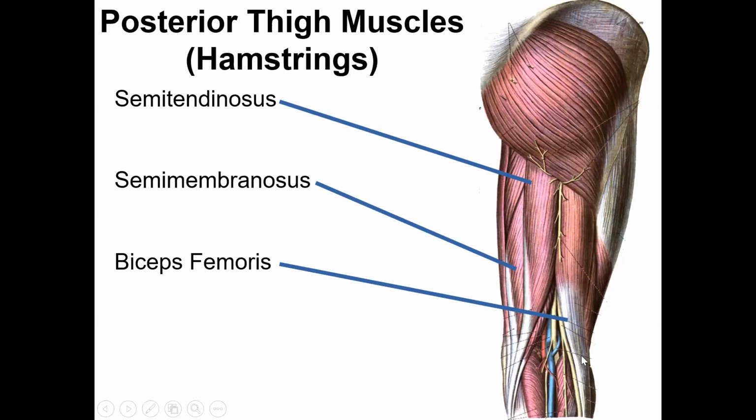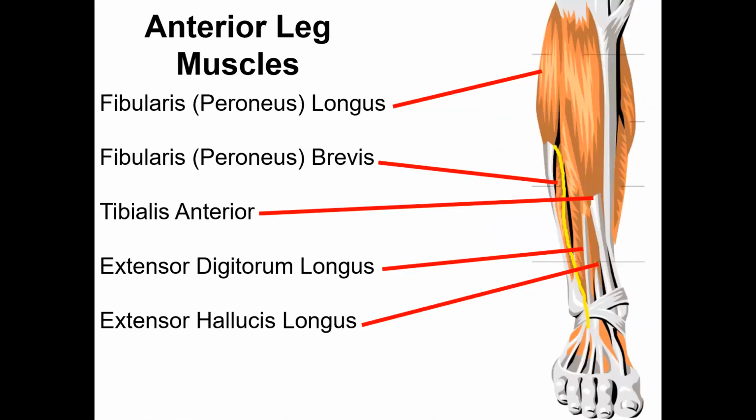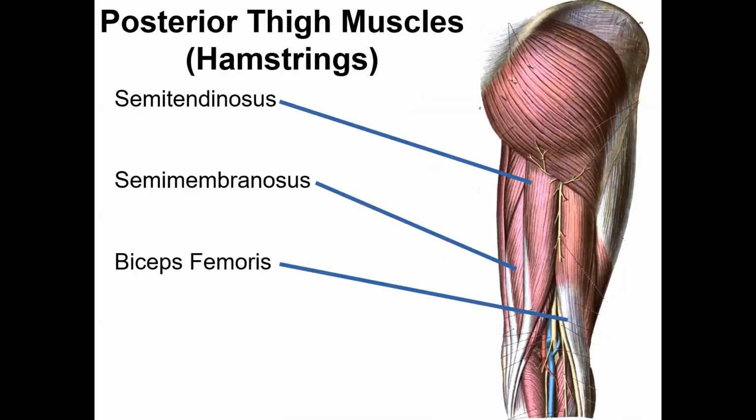There is a long head, which we can see just by looking at the posterior surface of the thigh muscles. But if you go a little bit deeper to the biceps femoris long head, there is also a short head shown underneath as well. So semitendinosus, semimembranosus, and then biceps femoris, the long head, and then deep to this is the short head of that muscle.